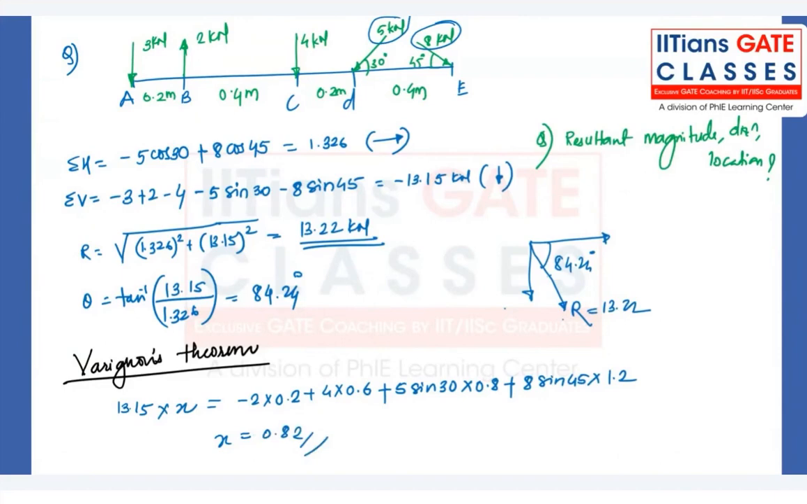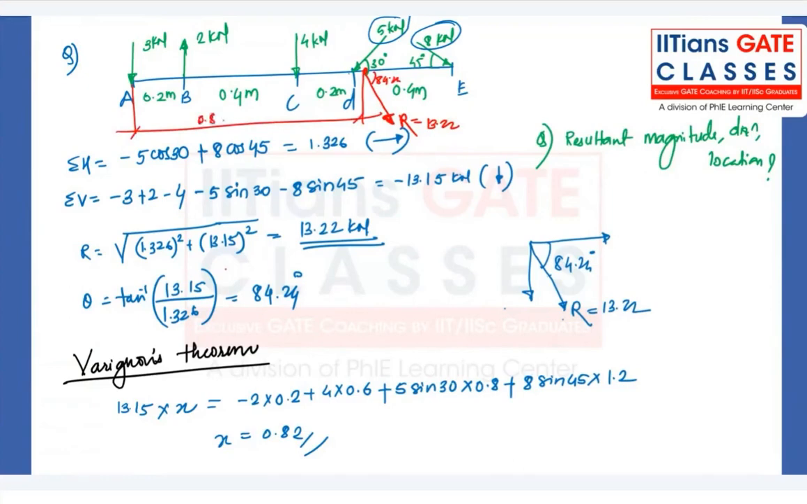Okay, and so 0.8 is somewhere here, so 0.82 will be somewhere here. Somewhere here in this particular direction, the resultant will be, whose value is 13.22 at an angle of 84.24, and this is at a distance of, let's say, 0.82 meter.